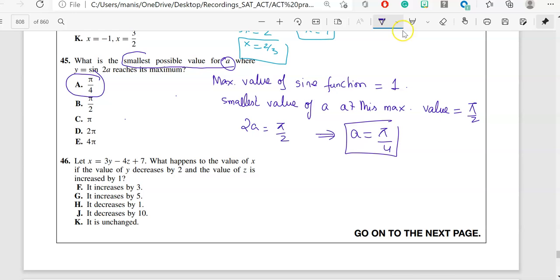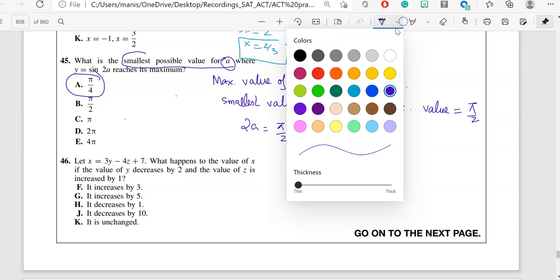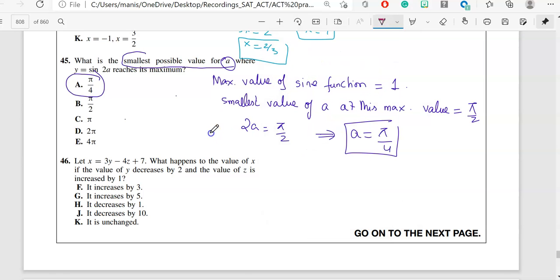Okay, let's look at question number 46. Let x is equal to 3y minus 4z plus 7. What happens to the value of x if the value of y decreases by 2?